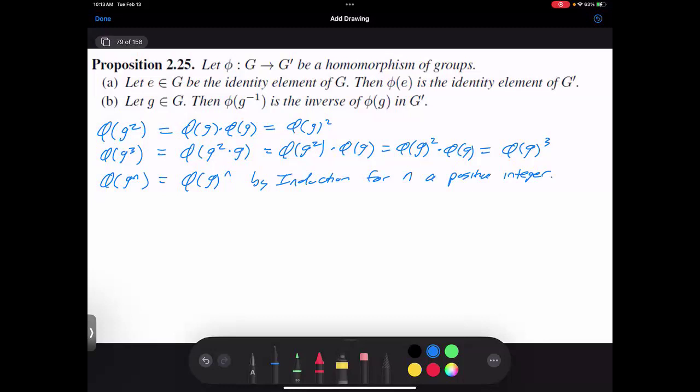We have to be very careful. We have not proven that this holds for all n. We've only shown it holds if n is a positive integer. Hopefully this holds for other n. If n equals 0, is this true?